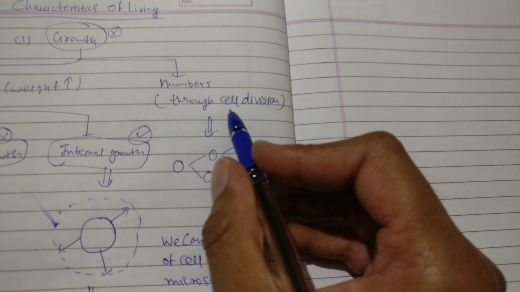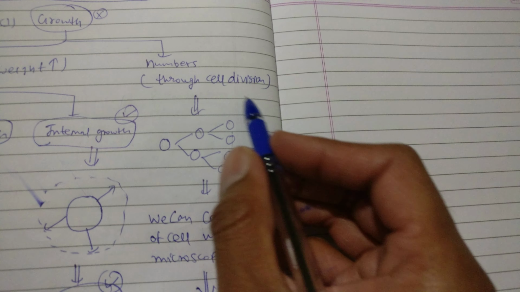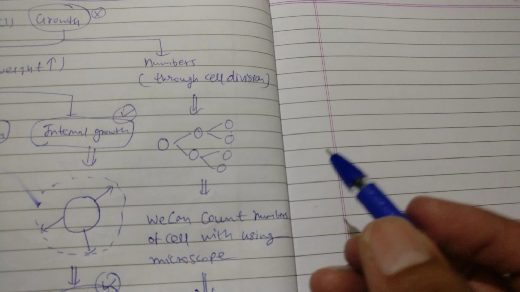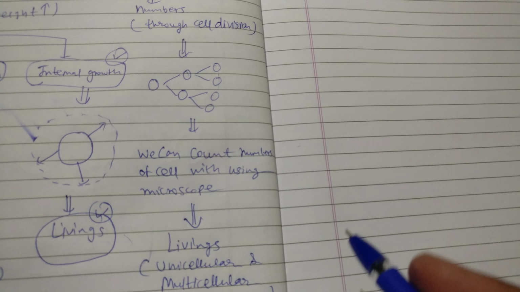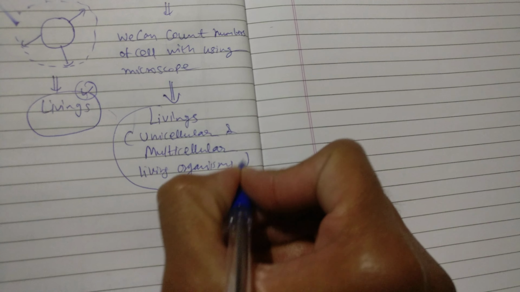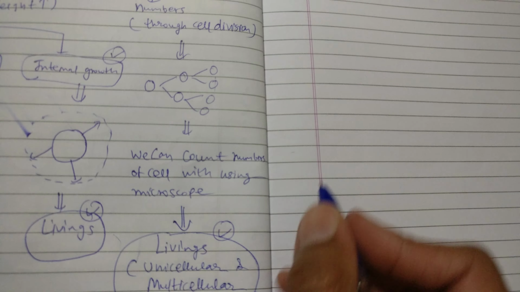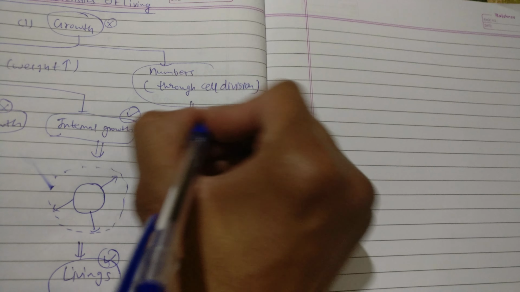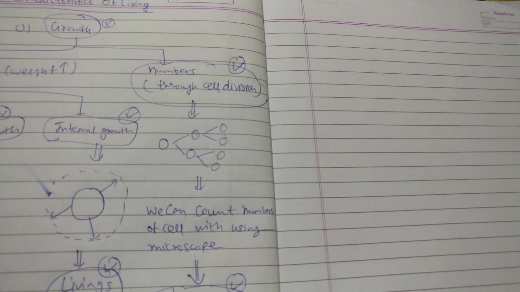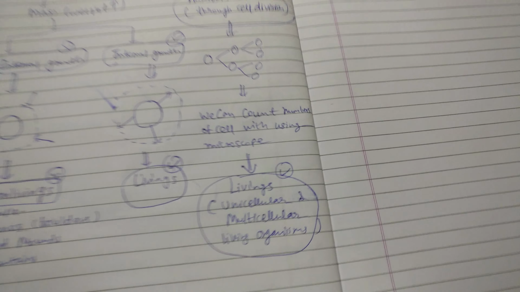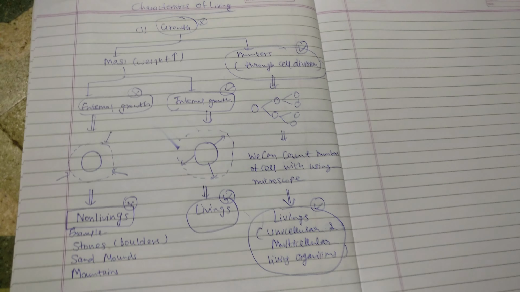Similarly, if we're talking about the number of cells through cell division, is growth by cell division properly defining the living? Then the answer is again yes, because it takes place only in the livings. So growth by cell division is also properly defining the living. So this is about growth.